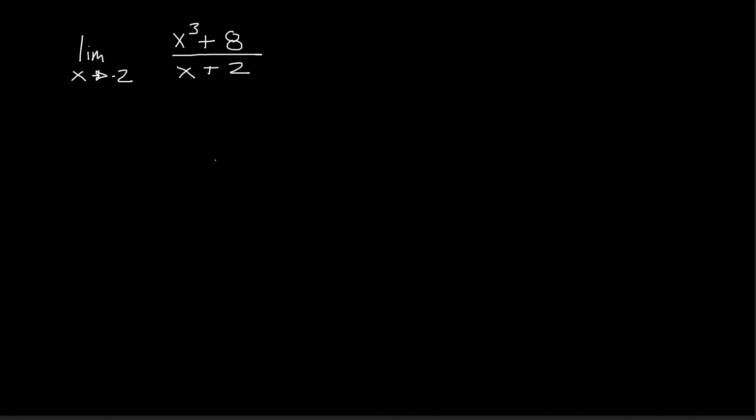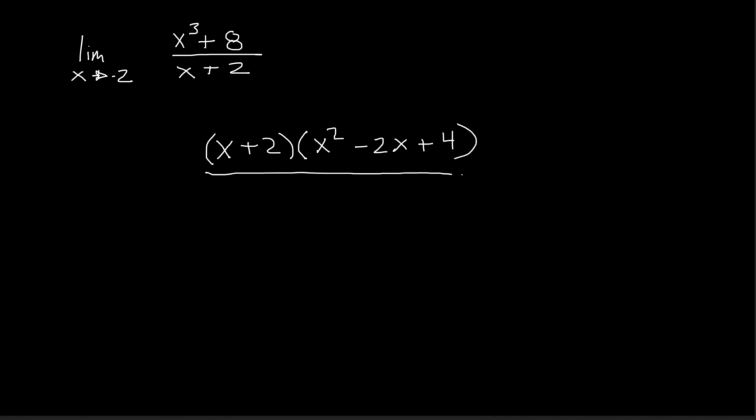So we can factor the numerator to be x plus 2 times x squared minus 2x plus 4. So that would be then over our x plus 2, and you can see that those are going to cancel out. So we're just left with this piece here. So we no longer have the problem of the 0 in the denominator.